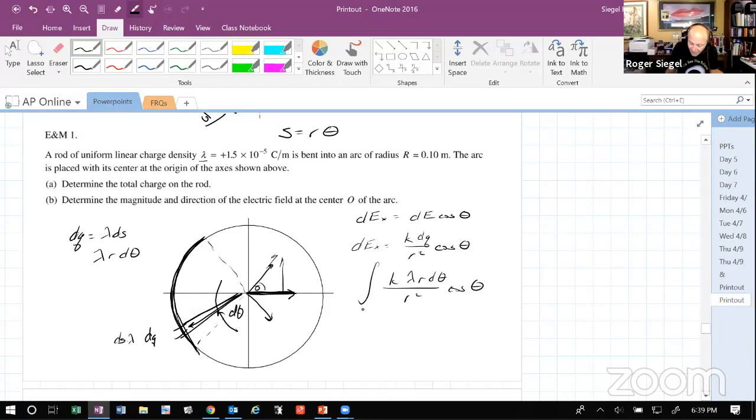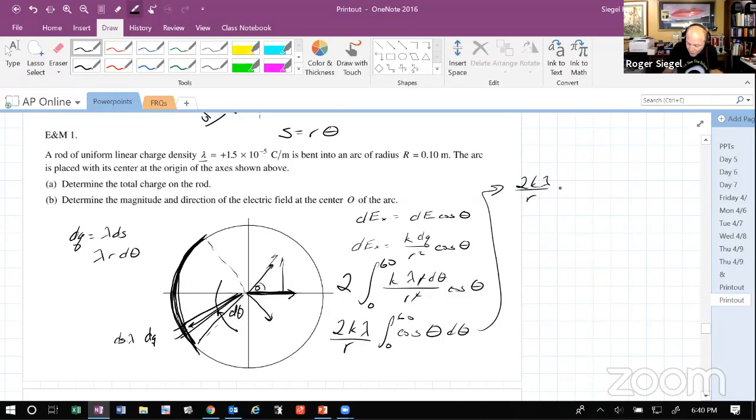And I'm going to integrate that from, now I could go from -60 to 60. That would be my cosine. But because of symmetry, I'm going to make it even easier. I'm going to go from 0 to 60. All right. And so if you look here, one of the r's cancels. Everything else is a constant except for the cosine and the theta. So what I get then is 2k lambda over r times the integral of cosine theta d theta from 0 to 60.